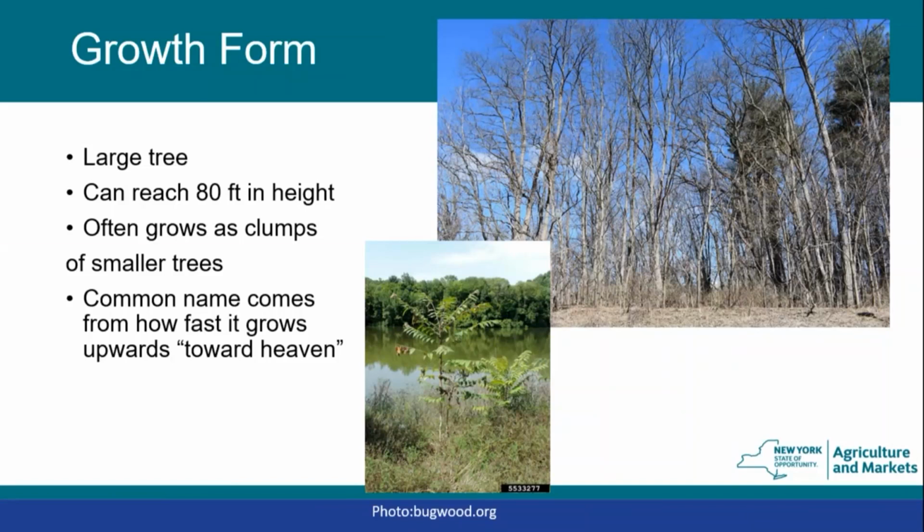The common name comes from its very fast growth, as it grows towards heaven very quickly. They can grow several feet in one year. They can also reach somewhere between 55 and 80 feet, which is pretty tall for an ailanthus tree. They're somewhat weak-wooded, so in heavy storms, they have a tendency to break branches. So next page.